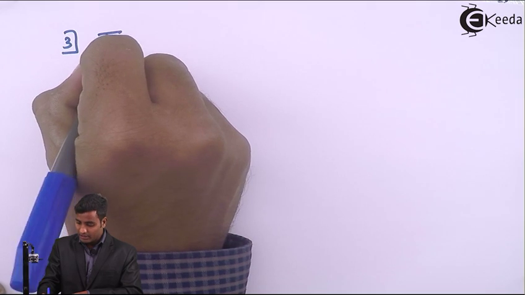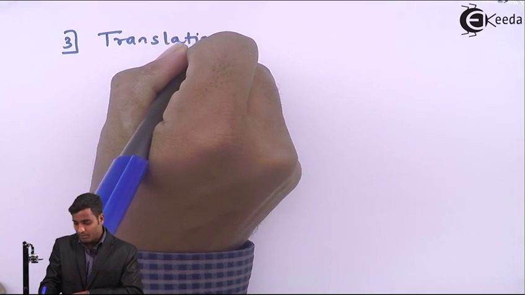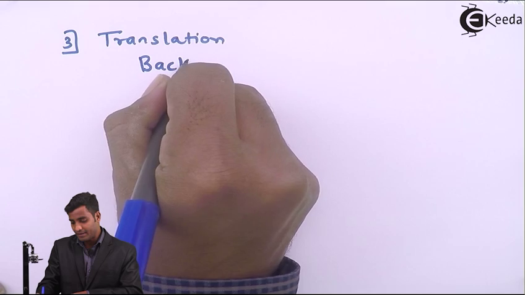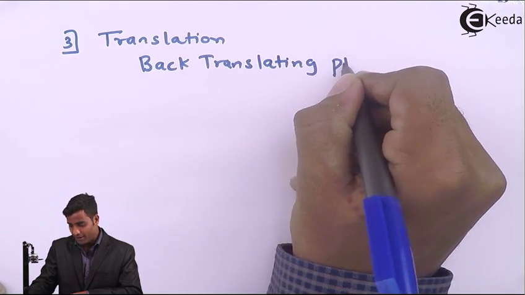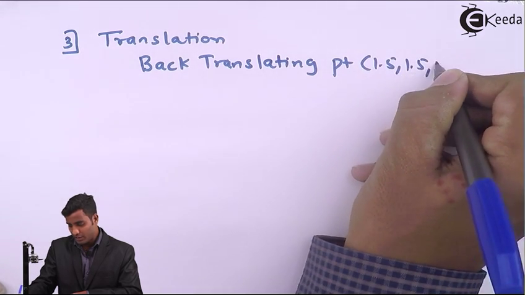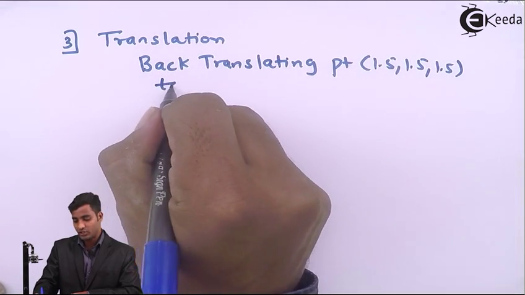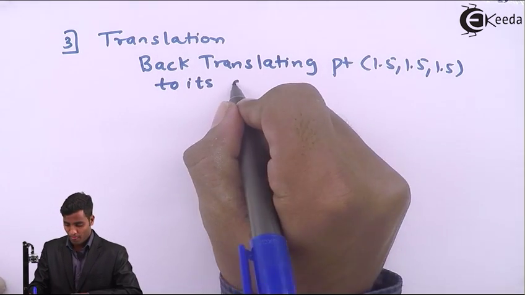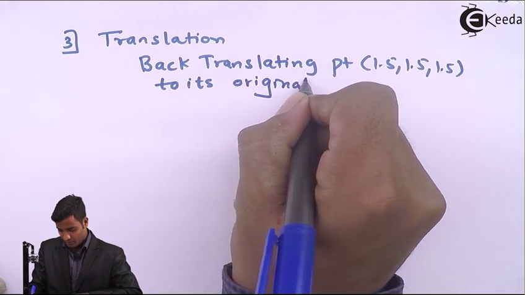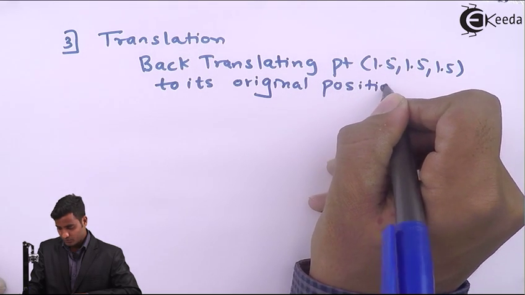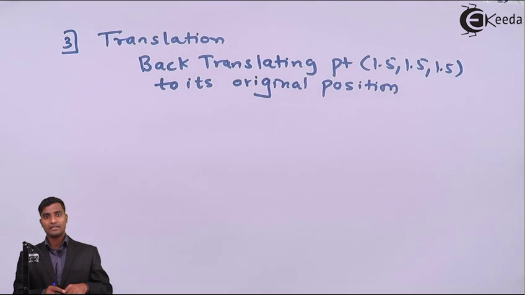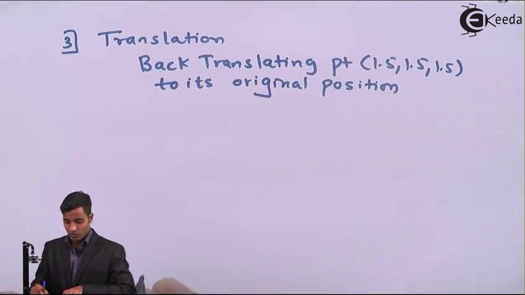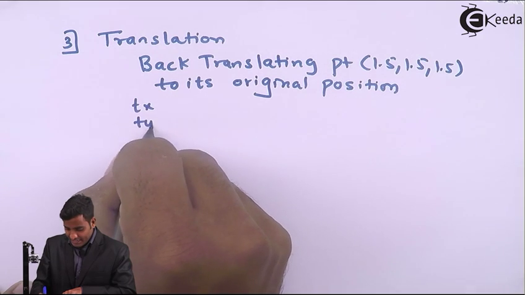So the third transformation here is again translation, but here we are doing back translation. I am mentioning here back translating point 1.5, 1.5, 1.5 to its original position. In this case you have to write just the opposite of the translation which we have done earlier. So we will require the values of tx, ty and tz.